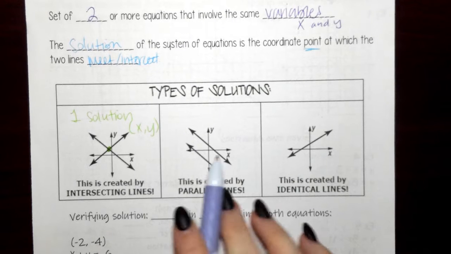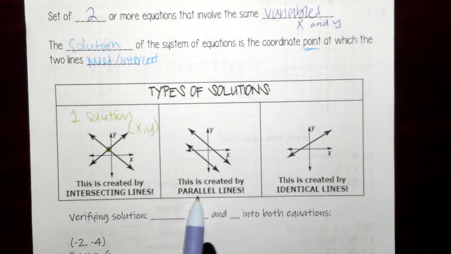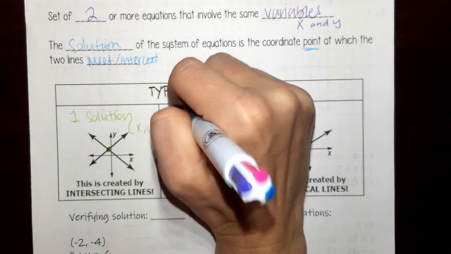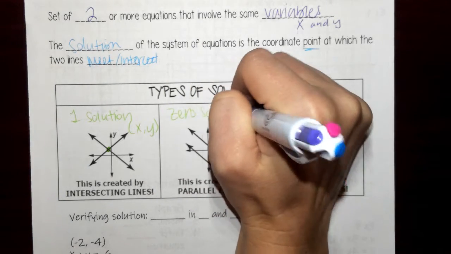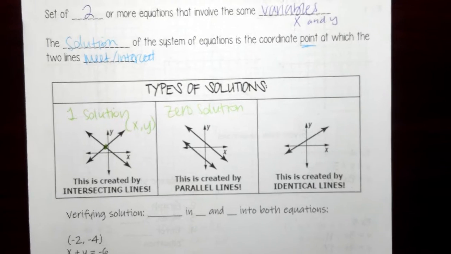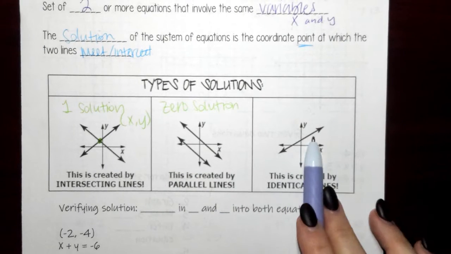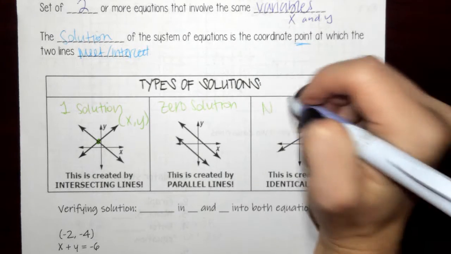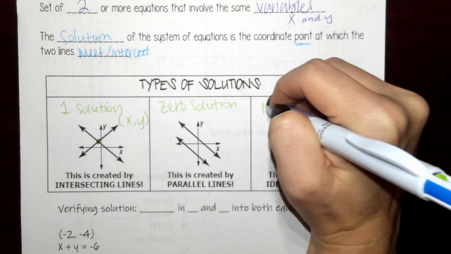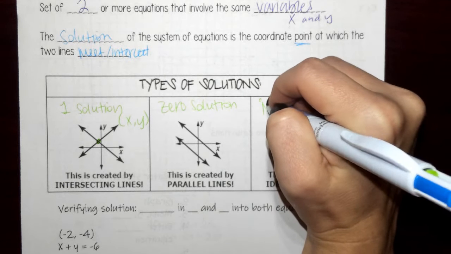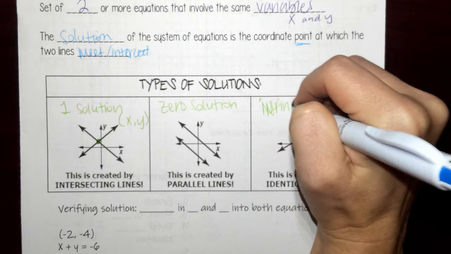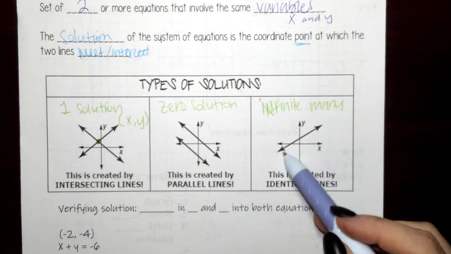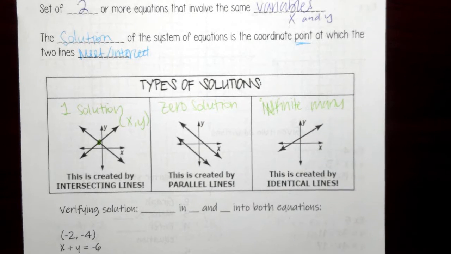Okay? If our two lines are parallel, meaning they're never going to meet, then we have zero solutions. No solution. And if our two equations happen to be the same line, they're identical lines, then we have infinite many solutions. That means that they meet at every single point along each of those lines.